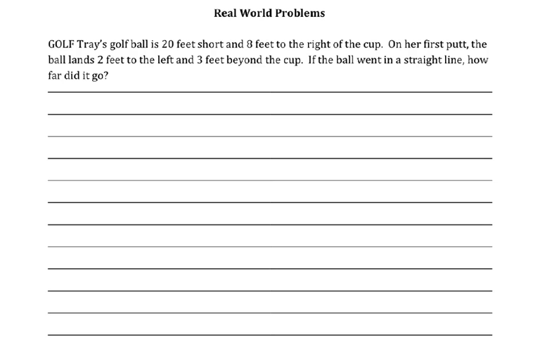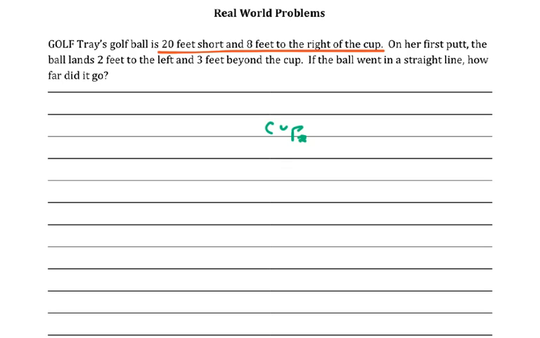Okay, so Trey's golf ball is 20 feet short and 8 feet to the right of the cup. So if something's to the right of something, then I guess it would be over here and the other thing would be here. So that means that the cup is going to be to the left. And if you're not much for golf, that's just where the ball ends up. So here, I'll make a little dot and I'll label this the cup.